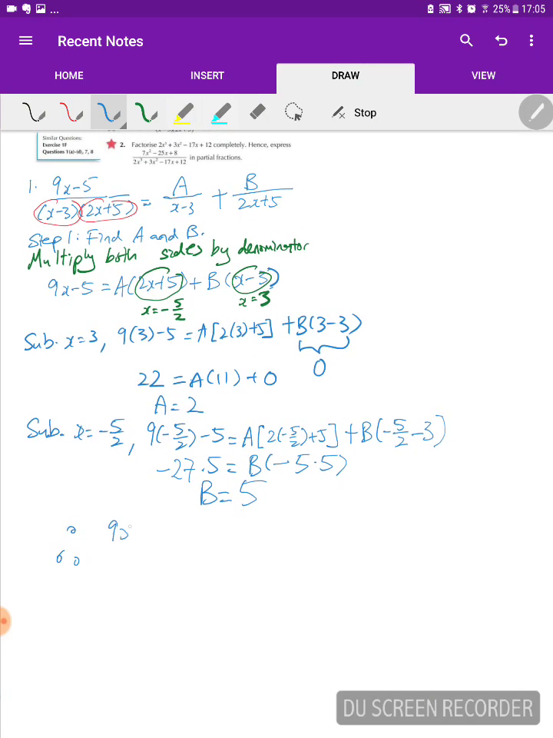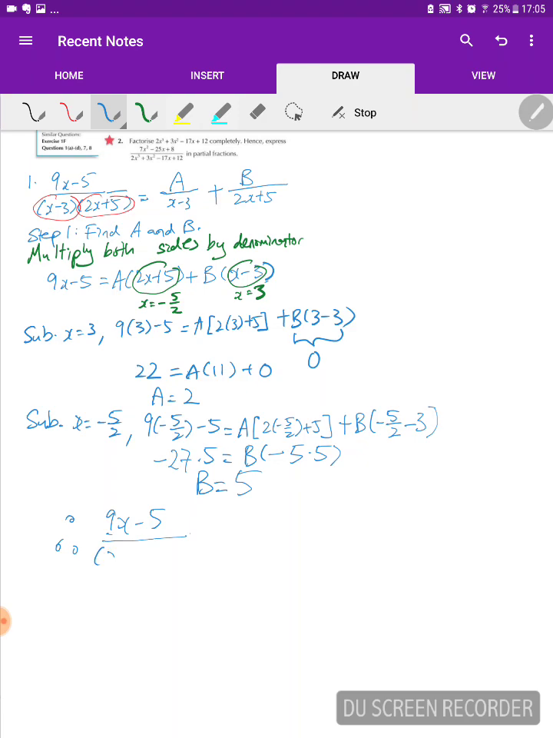Therefore, (9x minus 5) over (x minus 3)(2x plus 5). I will substitute my answers 2 and 5 back into my original partial fraction. So A is 2, so it's 2 over x minus 3 plus 5 over 2x plus 5. Okay, so that's the answer.